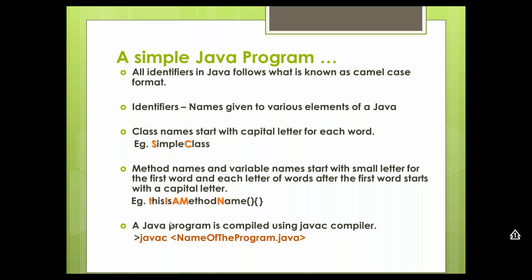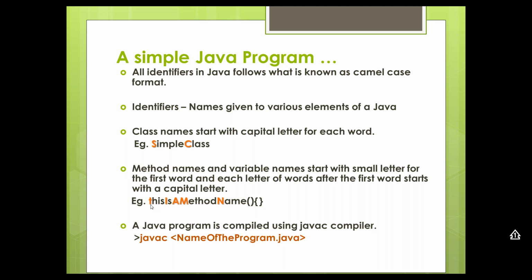So the method or variable names, we will see what variables are, should begin with a small letter. The first letter of the first word should always be a small letter. From the second word onwards, the first letter should always be capital. In this case we have T as a small letter because this is the starting word, in which T is the first letter.